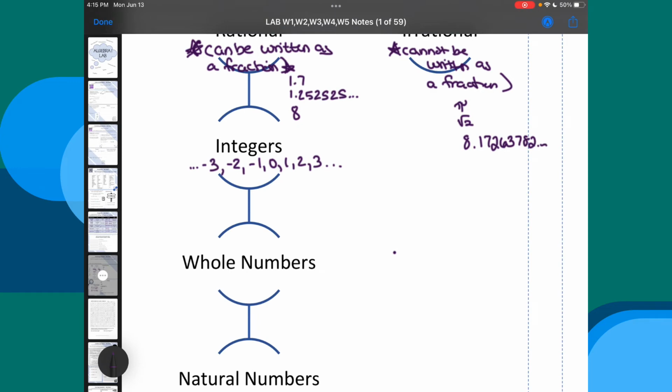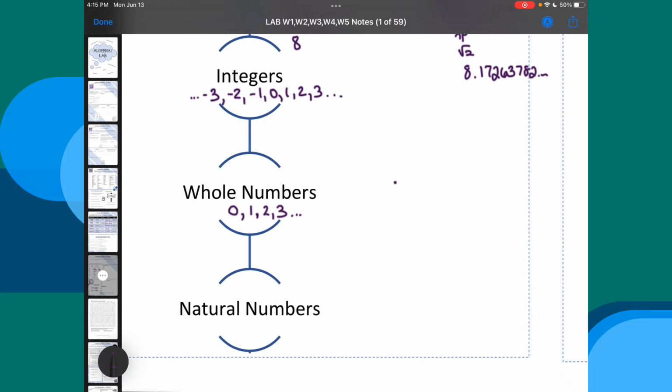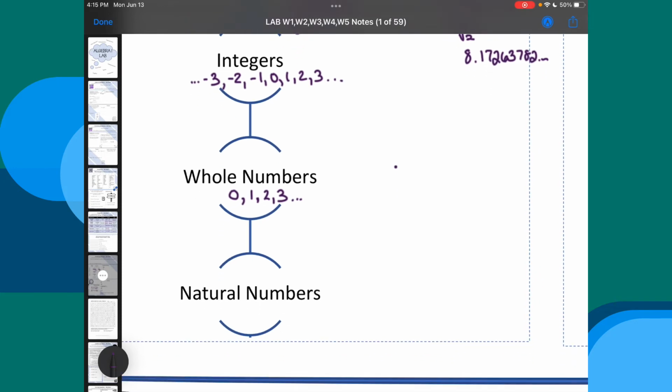Whole numbers are a subcategory of integers. They are complete numbers that include 0 and the positive set of numbers. Negative numbers are not included in whole numbers. And a subcategory of whole numbers is something called natural numbers or counting numbers. These are the numbers that we teach little kids: 1, 2, 3, 4, etc. 0 really isn't introduced until much later in their lives.